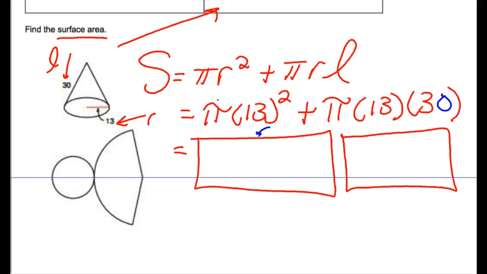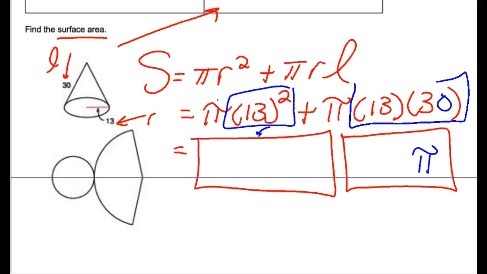When I say leave in terms of pi, I want the pi in your answer. So you're only going to do this. You're going to have a pair of like terms, similar to this, 3x plus 8x equals 11x. The difference is you're going to have pi's here, because of here and here. So I want to make sure you know how to do that. So I'm not going to complete that part of it.